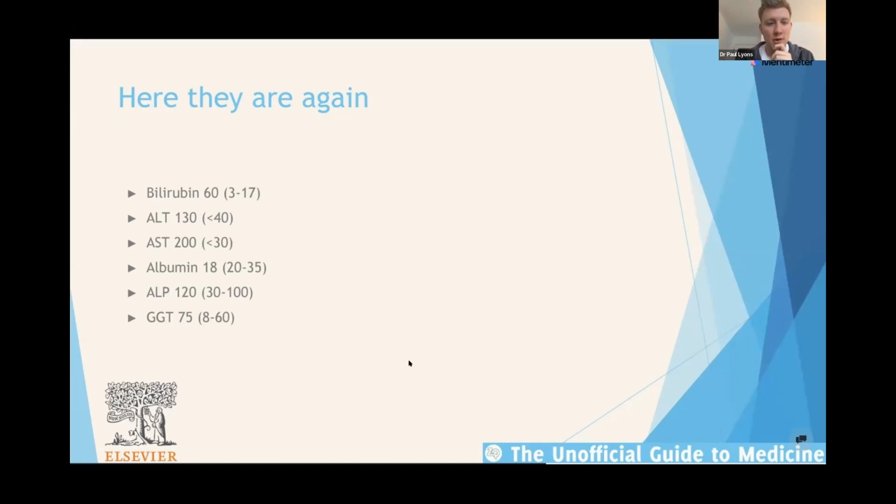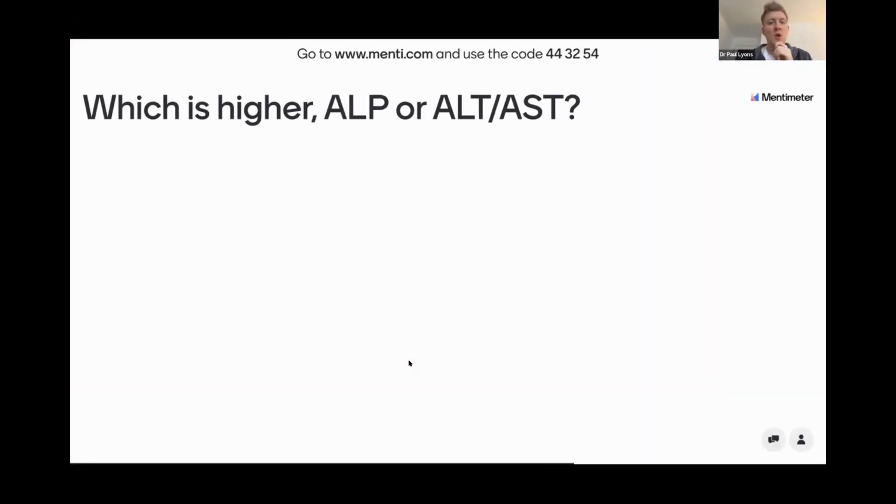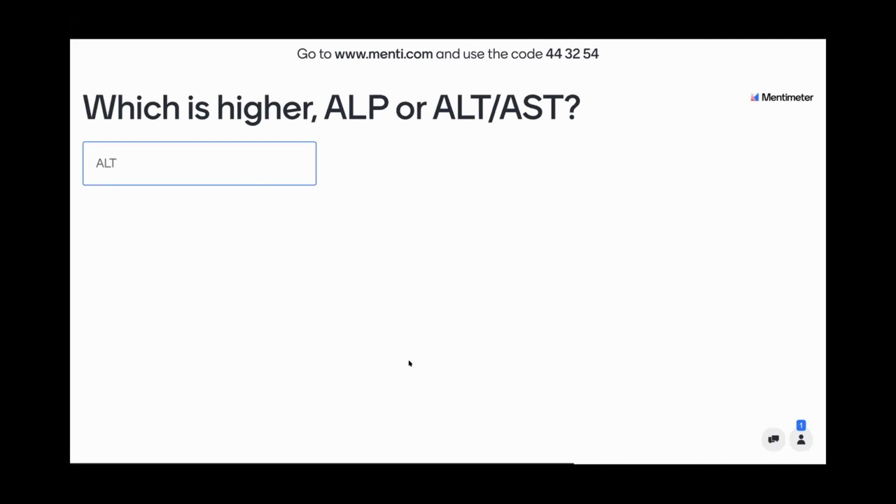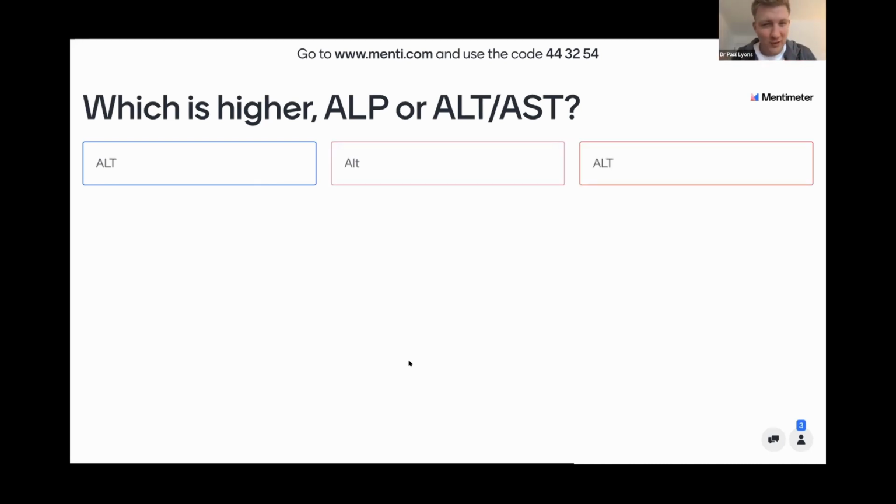So, let's look. Which is higher, ALP or ALT/AST? Go for it. That's all I want. Just tell me ALT or ALP. ALT, correct. I don't need all of you to answer this because I hope it's pretty self-explanatory. Yes, ALT. You're so right. You're wonderful. You're smashing it.